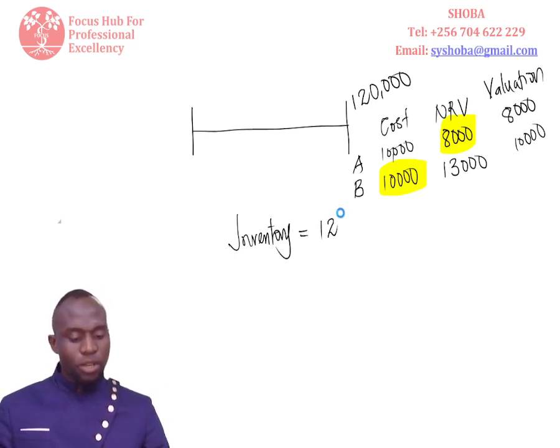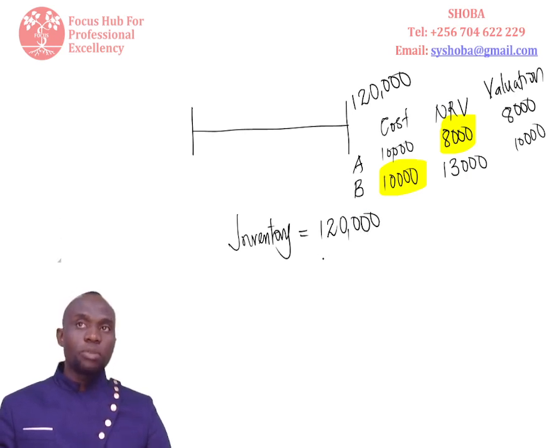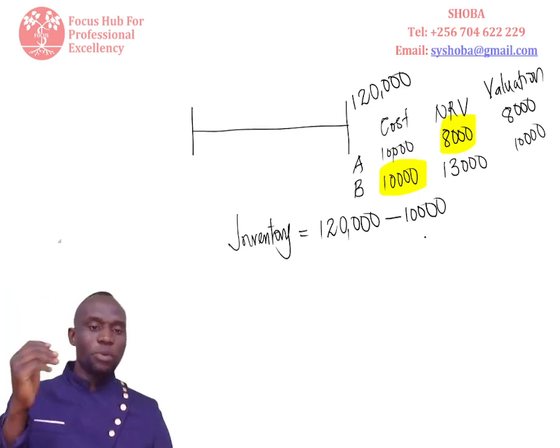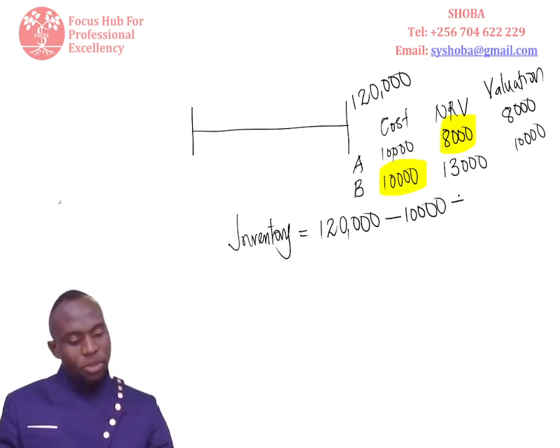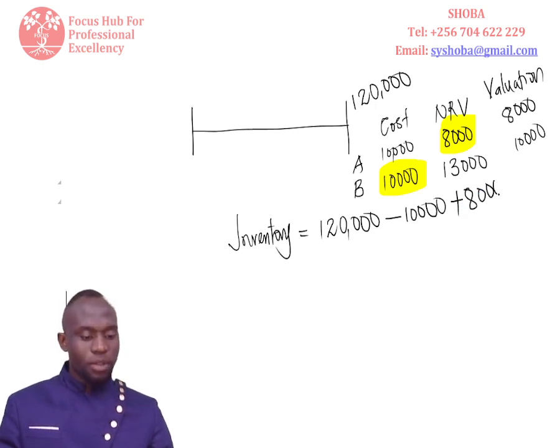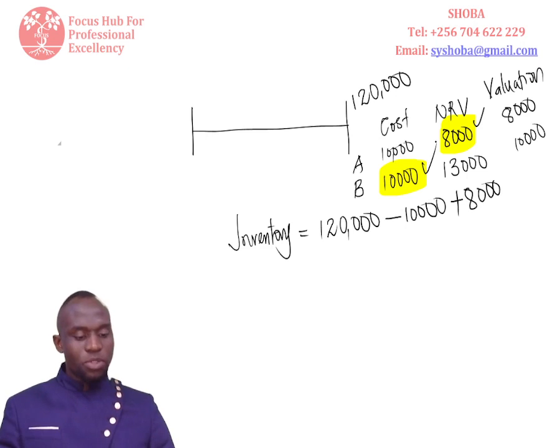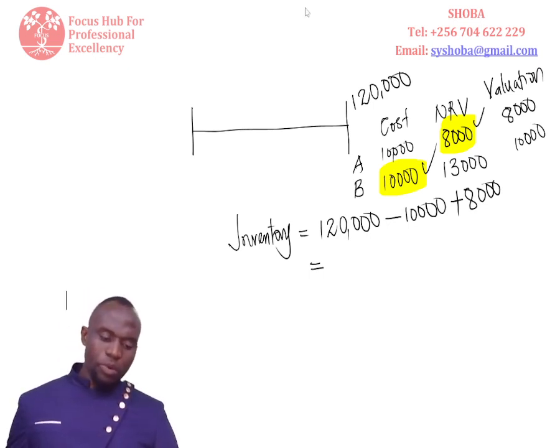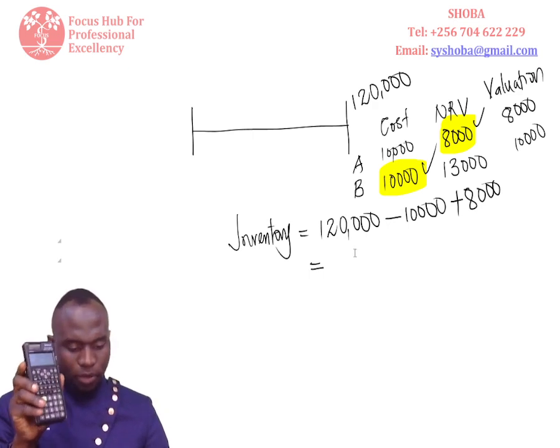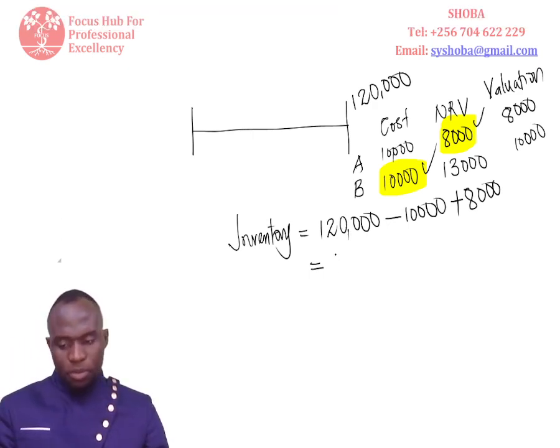So when those items were included, the total value is 120. But we've seen item A should be included at the lower of cost and net realizable value. So we remove the cost, and if we remove the cost, we get what was the value before we included item A. Then we include what it should be. It should have been valued at 8. Then for item B, there is no adjustment because they already did the right thing. They valued at the lower, which was the cost. So the revised value of inventory, when we work it out, is 118.